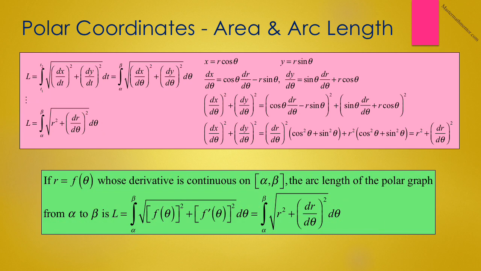So, formally stated, if r equals f of theta, whose derivative is continuous on the closed interval alpha to beta, then the arc length of the polar graph from alpha to beta is given by the definite integral from alpha to beta of the square root of f of theta squared plus f prime of theta squared d theta, or simply the integral from alpha to beta of the square root of r squared plus (dr/d theta) squared d theta.